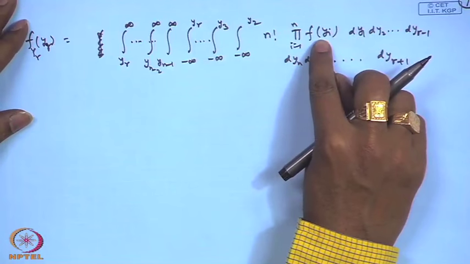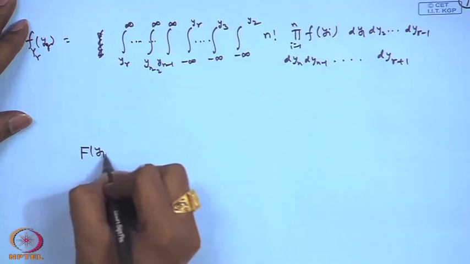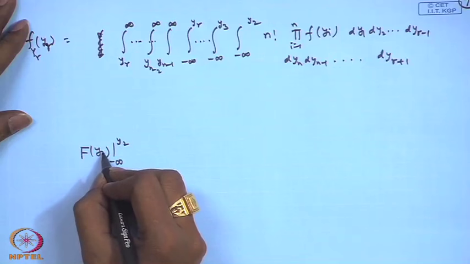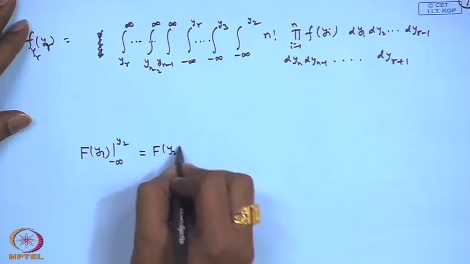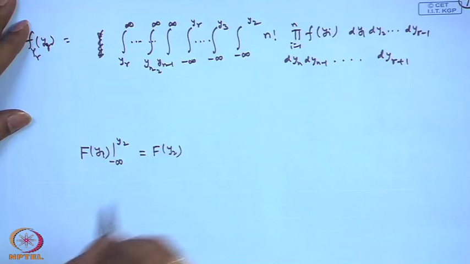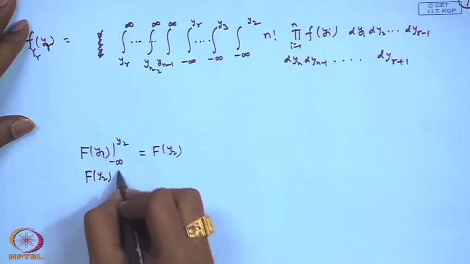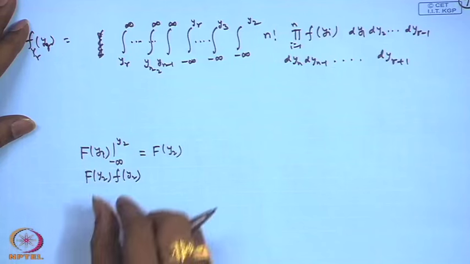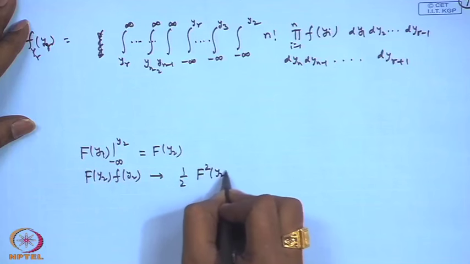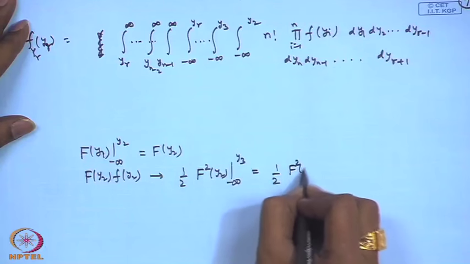First one is integration of f(y_1). If we integrate f(y_1), we will get capital F(y_1), and we integrate from minus infinity to y_2. At y_2, this will become F(y_2) minus F(minus infinity), that is 0. So, it will be simply F(y_2). At the next stage, when I am integrating with respect to y_2, I have to integrate F(y_2) times small f(y_2). The integral of this will give me 1 by 2 F squared y_2 from minus infinity to y_3. So, this is simply becoming 1 by 2 F squared y_3.